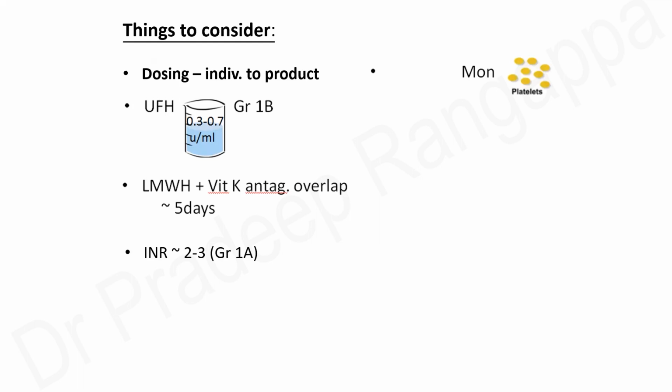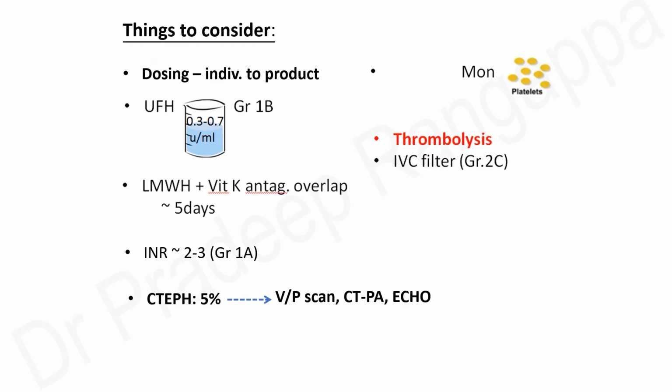When someone is on a vitamin K antagonist or anticoagulation, platelet count has to be monitored. Thrombolysis we discussed, IVC filter we discussed. There's something called chronic thromboembolic pulmonary hypertension, which means that after they're fully recovered, 5% of them develop chronic post-thromboembolism pulmonary hypertension. For this, they have to be investigated with the ventilation perfusion scan, CTPA, and echo. And if the ventilation perfusion scan shows more than one segment involvement, then long-term anticoagulation is suggested for these patients who have chronic pulmonary hypertension after thromboembolism.